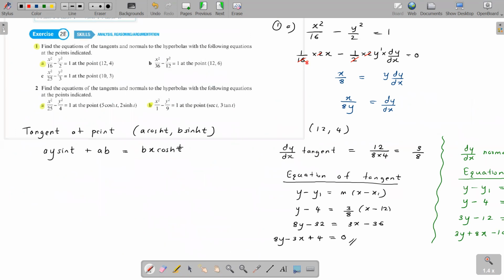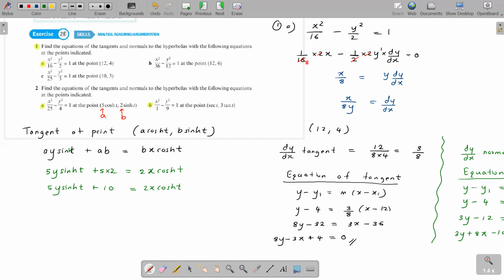Is this okay? Now all I have to do is input the values of A and B because I have done the proof. My A value is 5 and my B value is 2. So I input the AB values. A is 5, so 5y sin t, AB is 5 into 2, B is 2x cos t. So I get 5y sin t plus 10 equal 2x cos t. Is the answer.